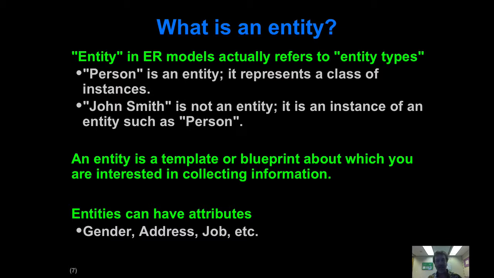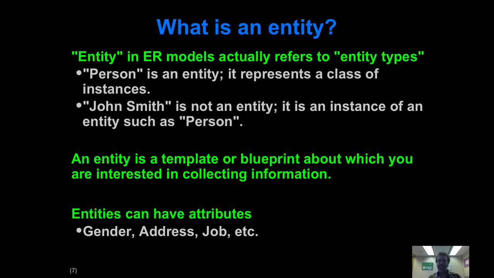So John Smith, even though in English John Smith is an entity, in entity relationship modeling John Smith is not an entity. He really needs to be an instance of some entity type, which might be called person or employee or doctor or whatever. Okay? And then associated with each entity are one or more attributes that provide details about each specific instance and how each specific instance differs from each other. So entities correspond in a lot of ways to Java classes, which is very convenient.